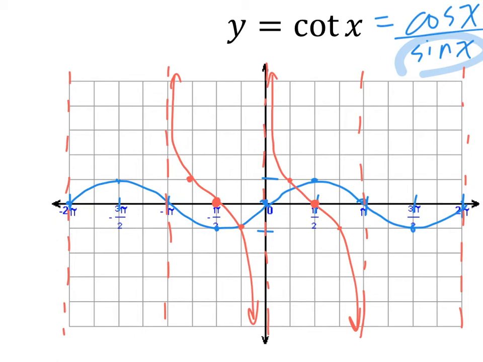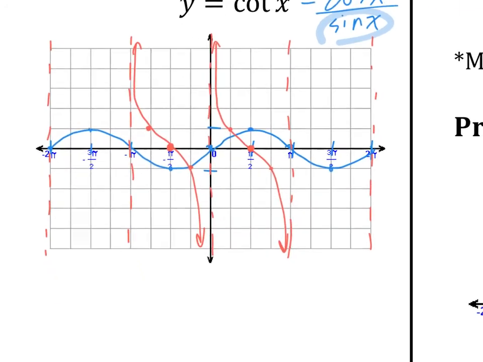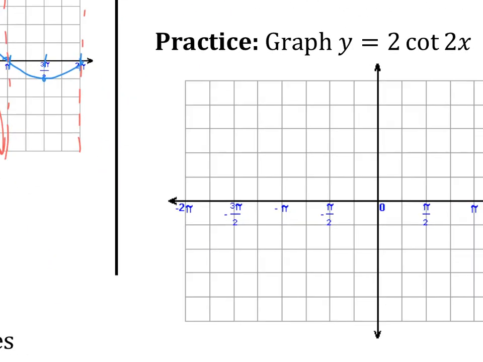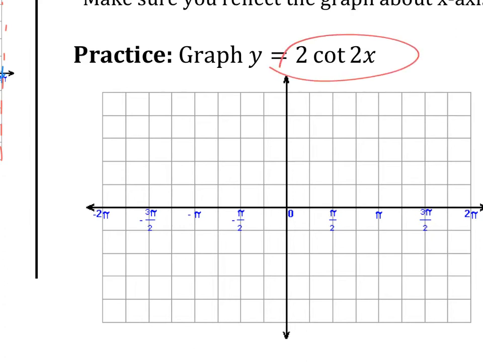Okay, let's do maybe one practice. Let's have you try 2 cotangent 2x. So you're going to graph... cotangent 2x is going to be cosine 2x over sine 2x.